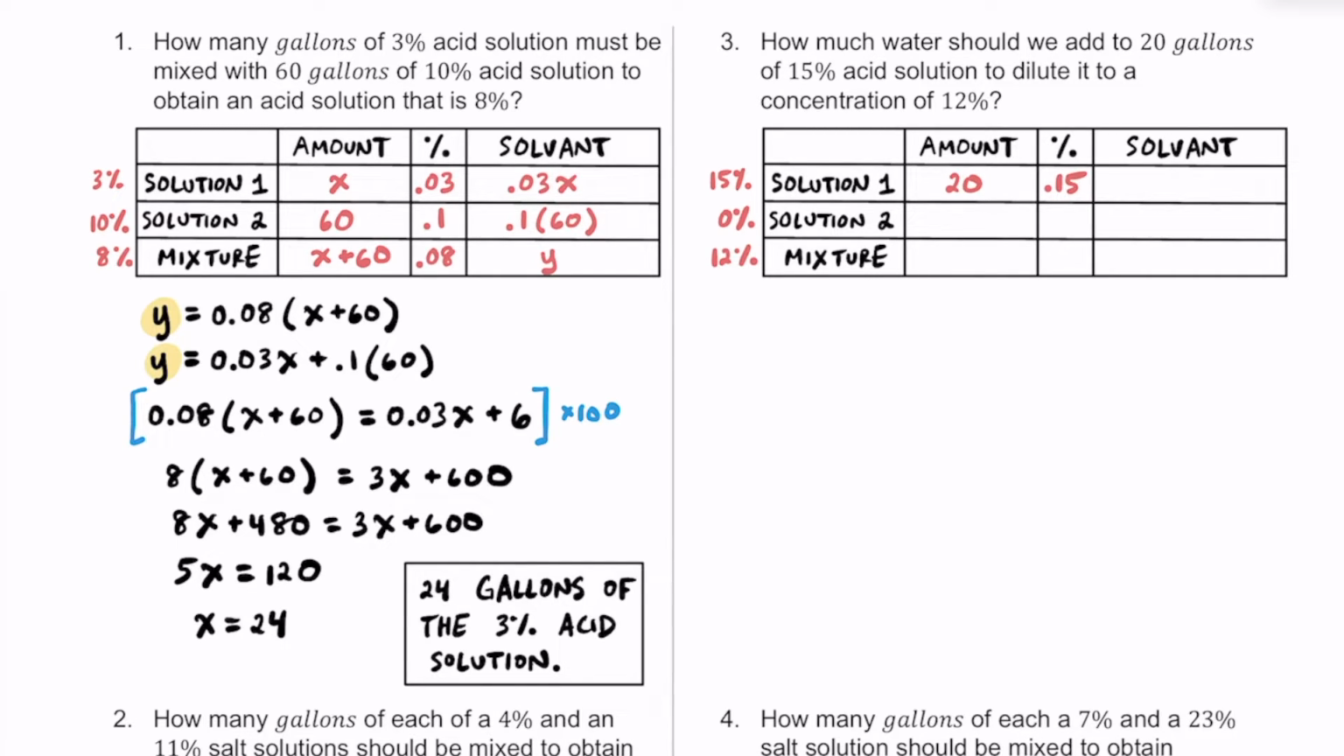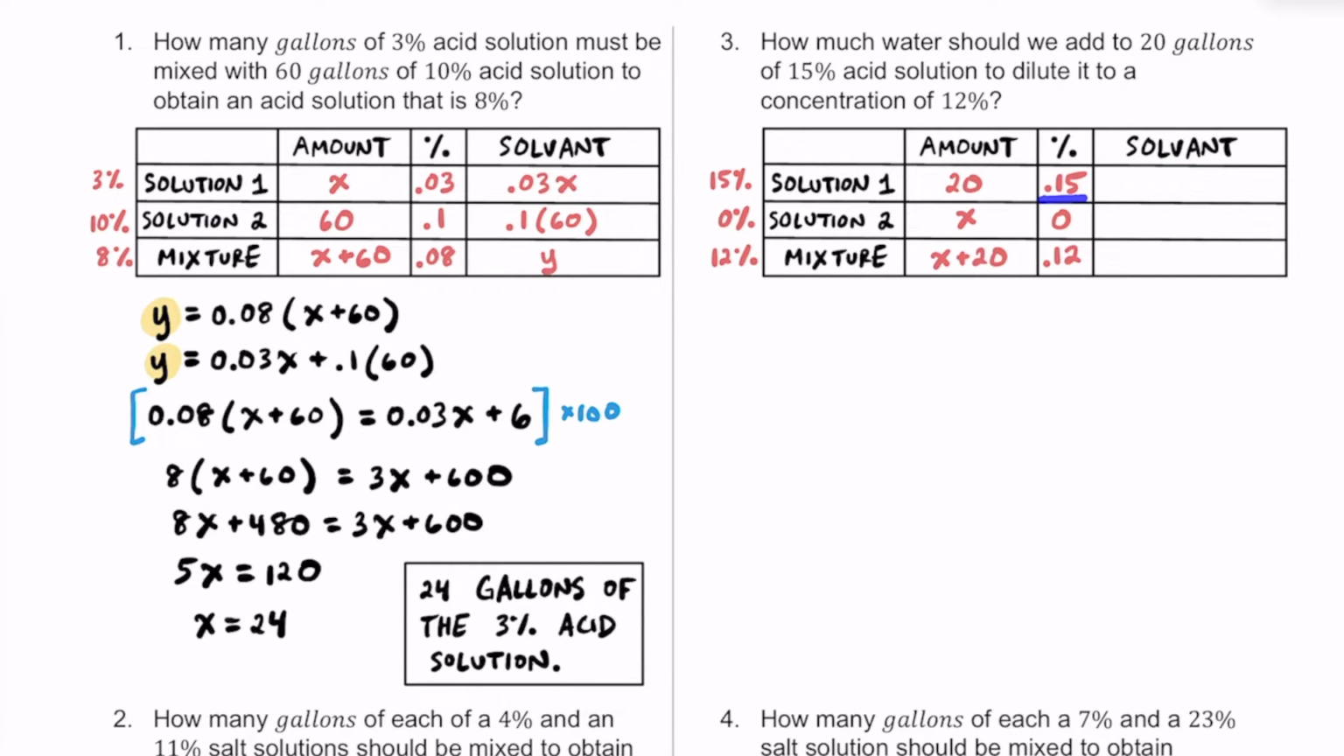Now, how much of this water are we going to be adding? We don't know, so I'm going to put an X here. But we do know that that percentage is going to be 0%, so it's just 0 or 0.0. And so we're going to be mixing this together. So if we mix it all together, the total expression is going to be X plus 20 if we pour those in together. And we're looking for a 12% concentration at the end, so it's less concentrated than before because we're just adding water.